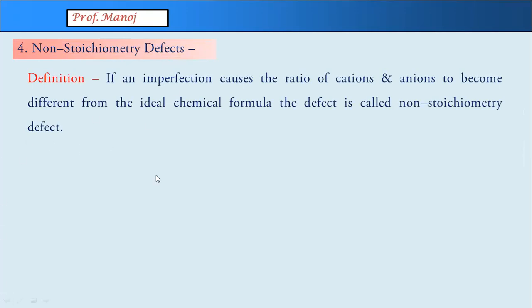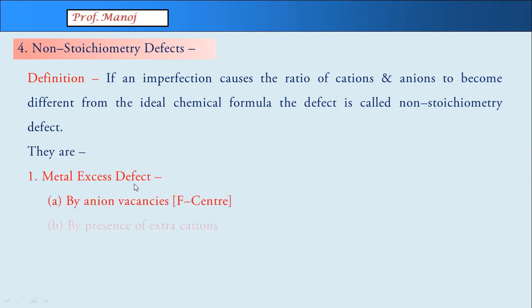In non-stoichiometric defects, whatever imperfection there is will basically change the formula of the crystal. The crystal formula, properties, sometimes color, sometimes electrical conductivity will definitely change. They are of the following types. Number one, metal excess defect, under which you have two types: anion vacancy and extra cations. Then metal deficiency defect. This also has some further points, but we will see them in the slides. So we'll see around four types of defects under this.